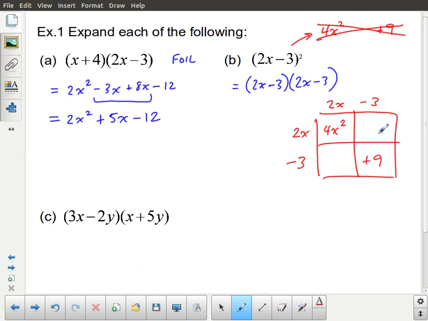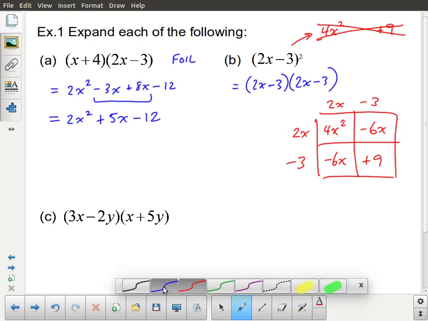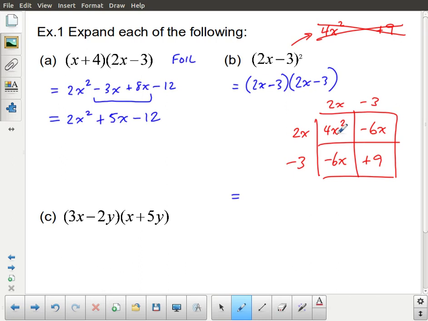But as you can see, and it makes it so clear here, we've missed entirely these 2 parts of the area model. Negative 3 times 2x is negative 6x. 2x times negative 3 is negative 6x. And then when we write out our final answer to this, we end up with 4x squared, which we had before. But negative 6x and negative 6x makes for a negative 12x plus 9.